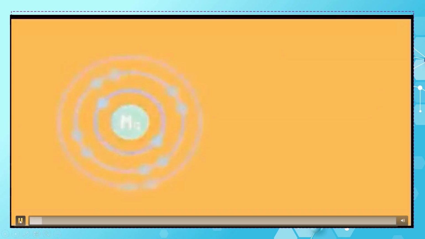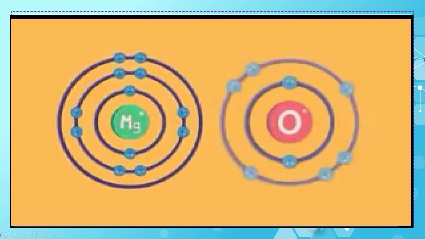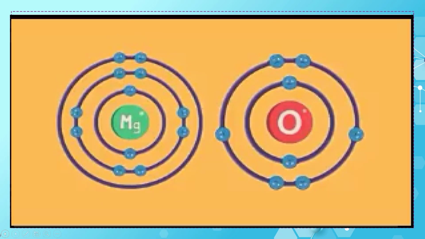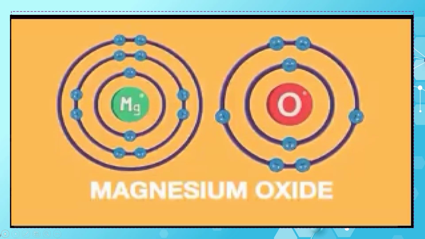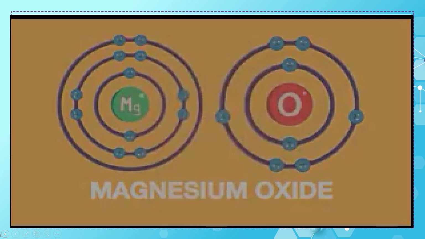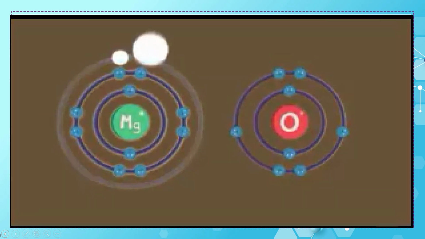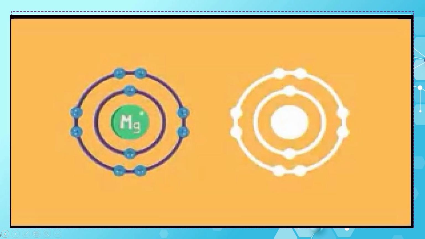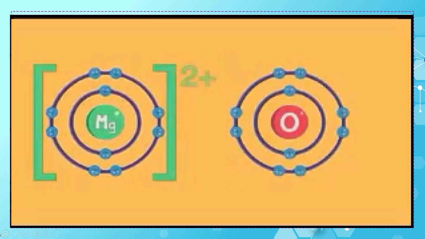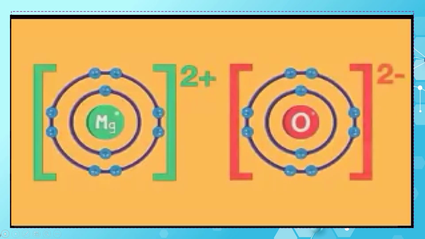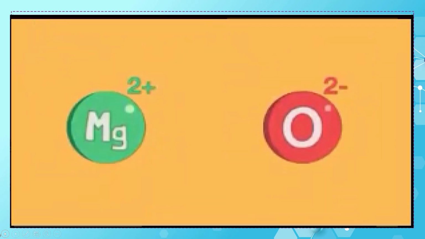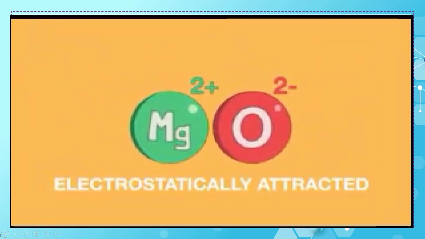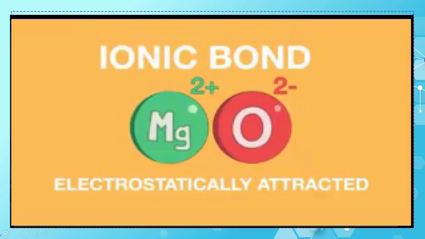The same thing happens with magnesium and oxygen. Why don't you grab a piece of paper and a pencil and draw the resulting ionic compound, magnesium oxide? Please pause the lesson and resume when you are done. Magnesium transfers its two valence electrons to oxygen, forming a magnesium ion and an oxide ion. The resulting ions are electrostatically attracted to one another, forming an ionic bond.